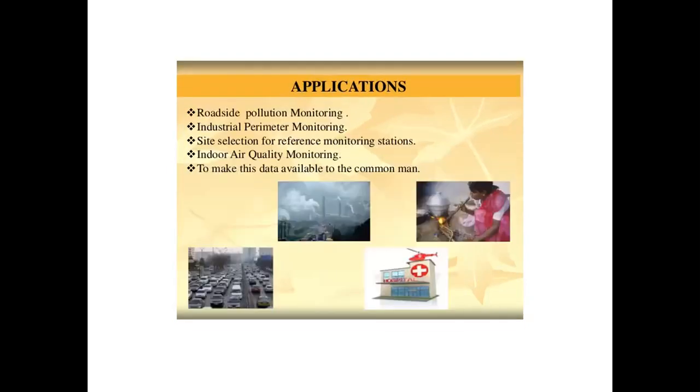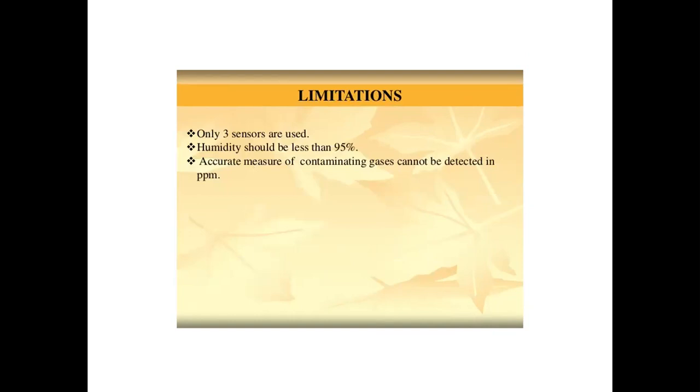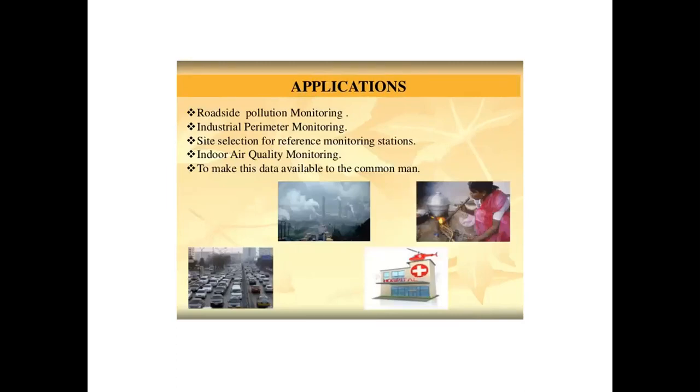What about the limitations? Only three sensors are used. Humidity should be less than 95%, and accurate measurements of contaminating gases in ppm cannot be detected. The applications are roadside pollution monitoring, industrial perimeter monitoring, site selection for reference monitoring stations, and indoor air quality monitoring, to make this data available to the common man.